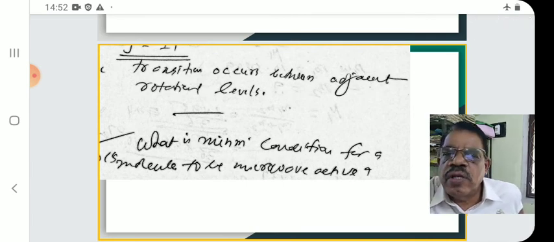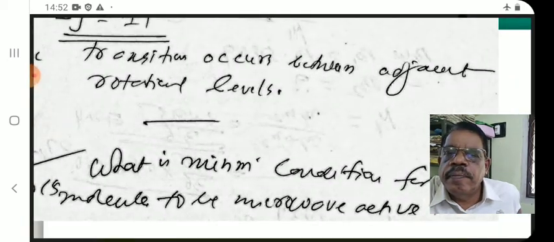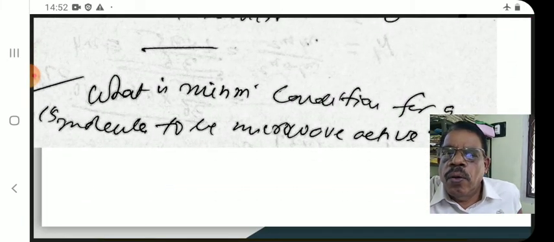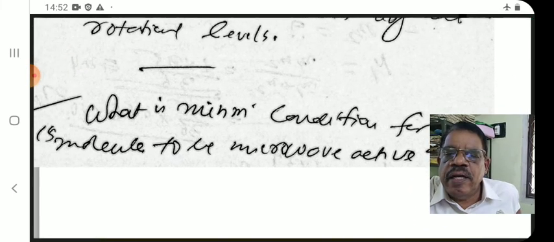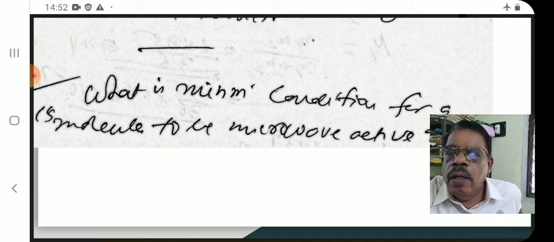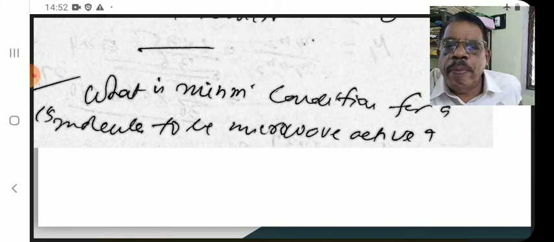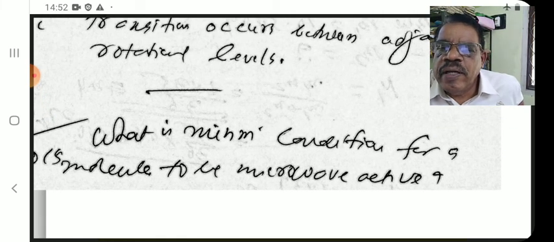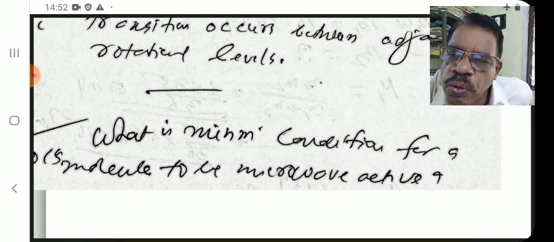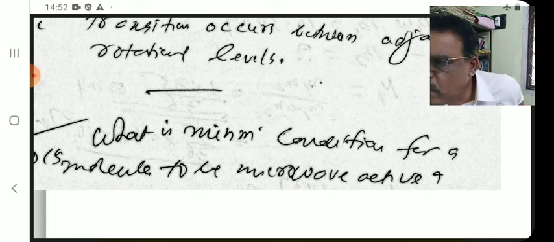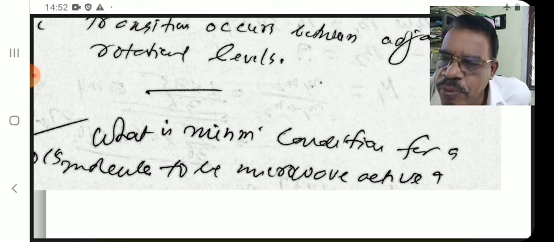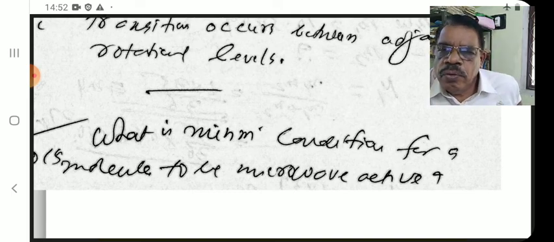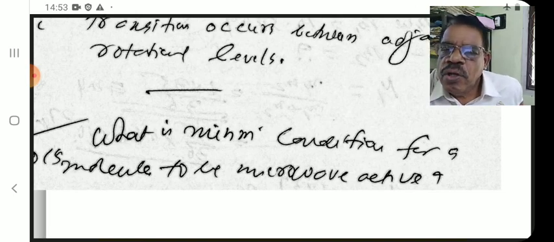It is a university question, asked like this: What is the minimum condition for a molecule to be microwave active? Or, what are the selection rules for rotation spectrum? It was asked in an exam, 2015. What is the minimum condition for a molecule to be microwave active?